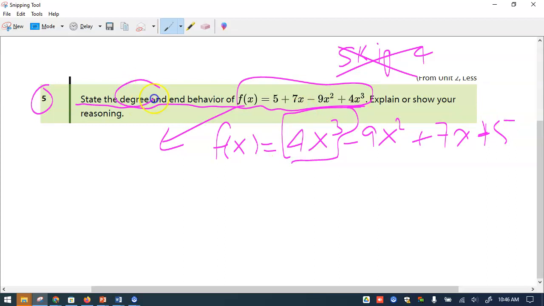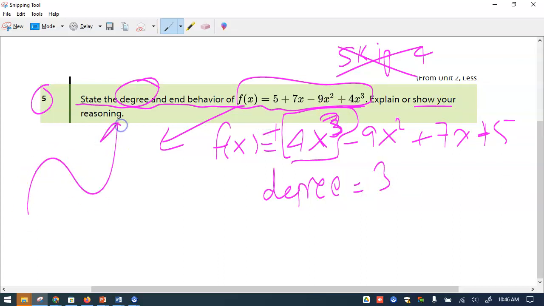Question is, what is the degree? So the degree is the highest exponent, that is, the degree is 3. And what is the end behavior? It means, because this is a cubic, then it is plus. So that means the graph goes this way.